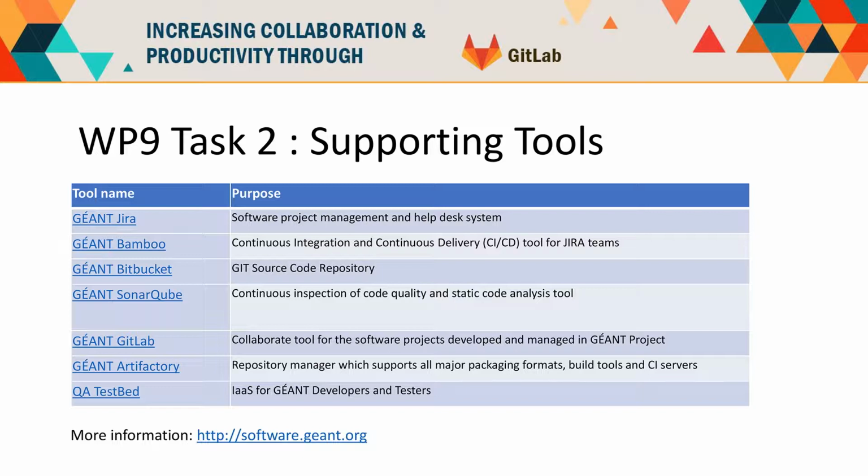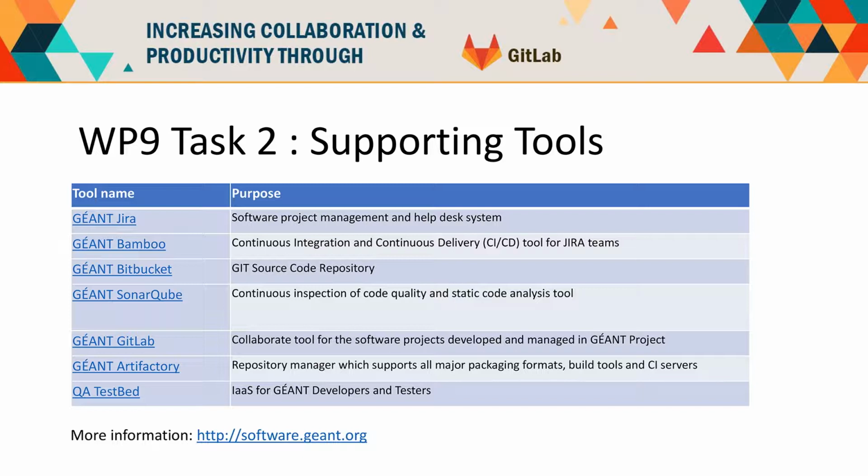GitLab is part of the WP9 Task 2 supporting tools project of the GN4-3 GÉANT project. These tools are for your operation and offered for the GÉANT project needs. These tools are as the following, as you can see in the table. Jira, Bamboo, and Bitbucket is a tool set from Atlassian that have been widely recognized as the tools supporting professional software development processes. Then we have SonarQube, which is for quality assurance and for continuous quality inspection.